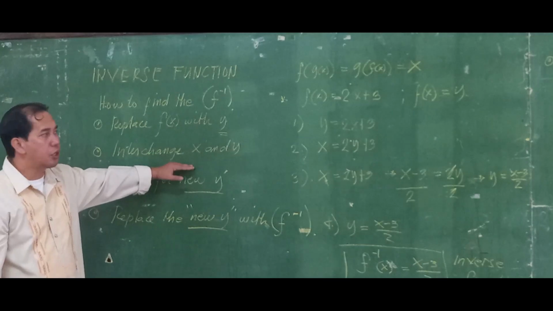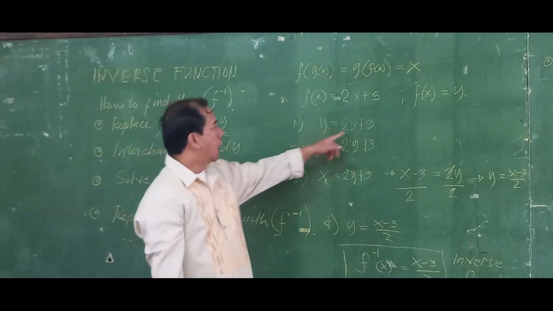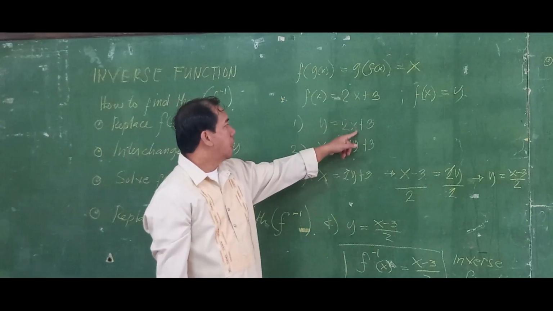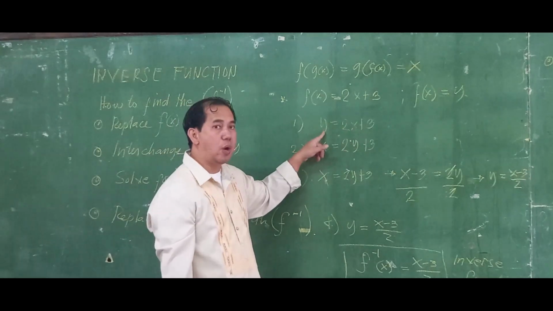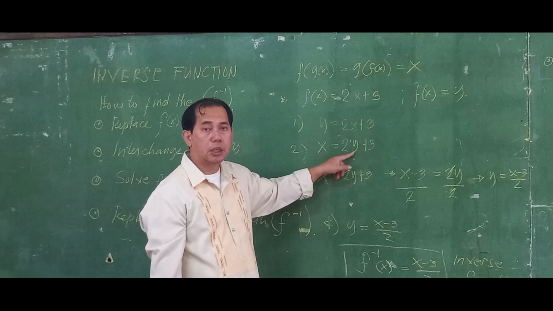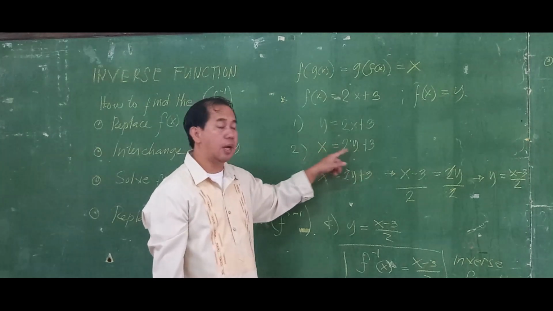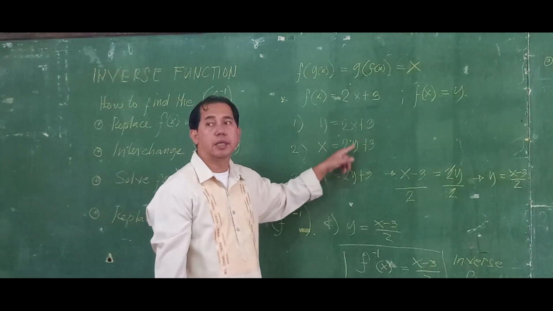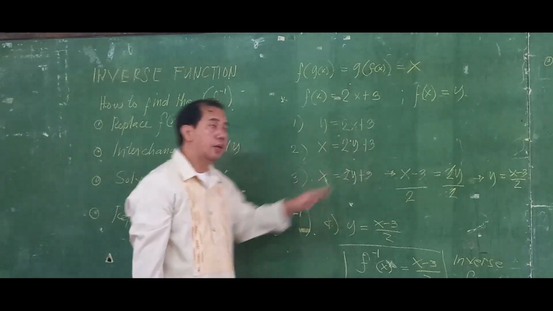So in step number 2, as you can see in step number 1, that is 2x, this is y. Now, that will already be, in number 2, 2y. So x is equal to 2y plus 3.